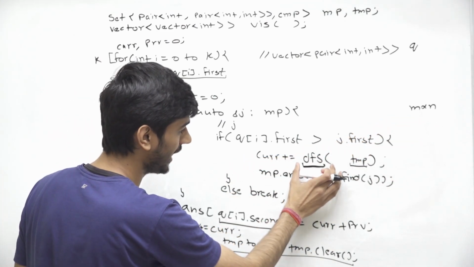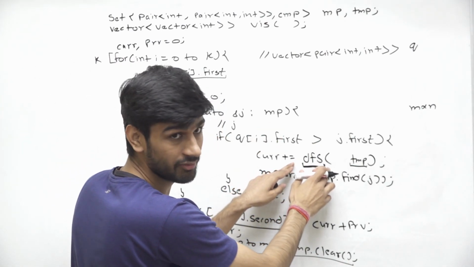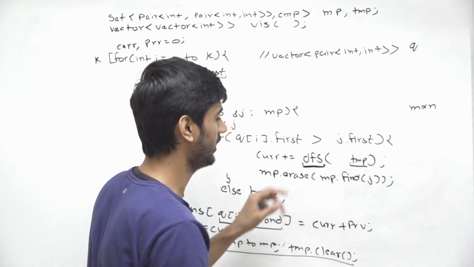Now the time complexity of this is independent of k. Why? Because we know the total number of operations that will be done by this DFS, and that will be m into n, right?